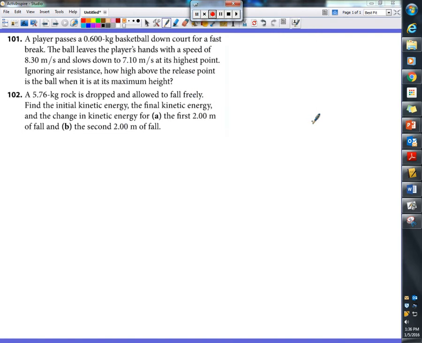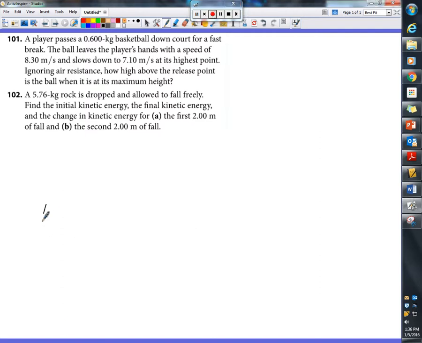101, a player passes a 0.6 kilogram basketball down the court for a fast break. The ball leaves the player's hands with a speed of 8.30 meters per second and slows down to 7.10 meters per second at its highest point. Ignoring air resistance, how high above the release point is the ball when it is at its maximum height?